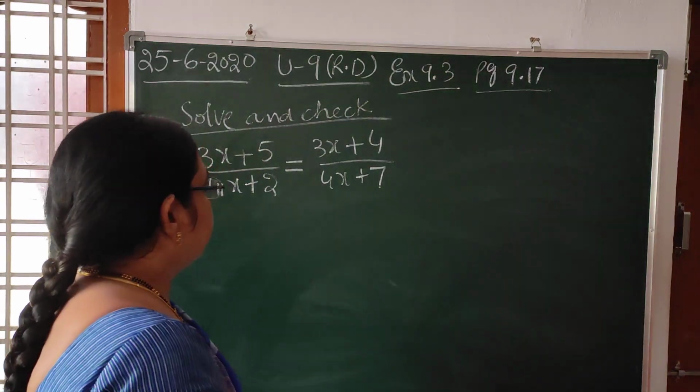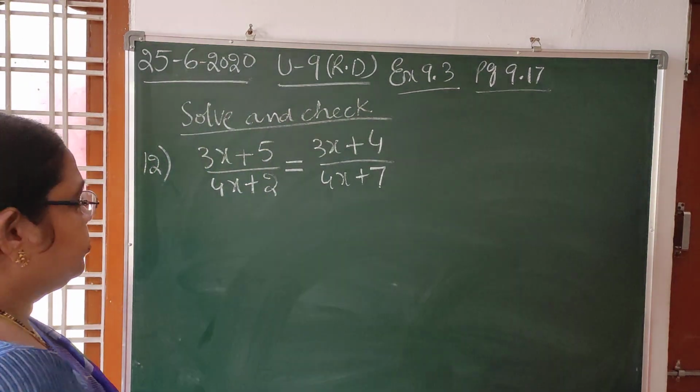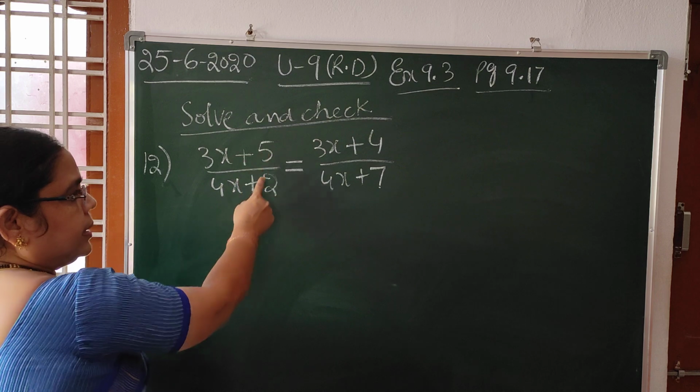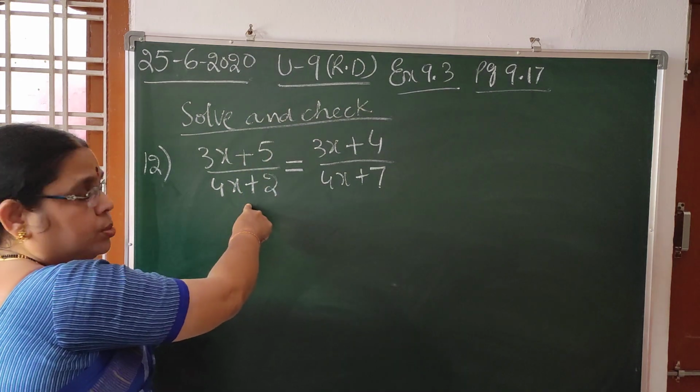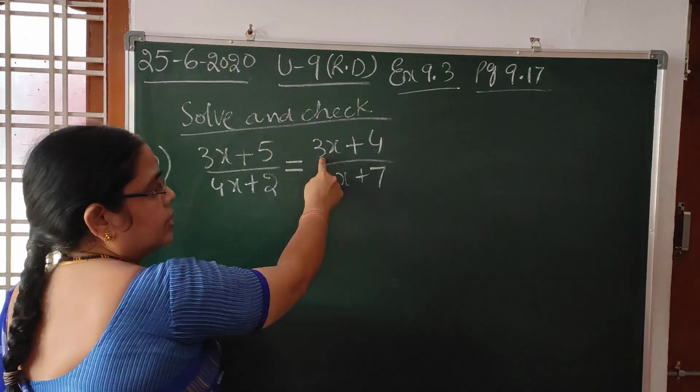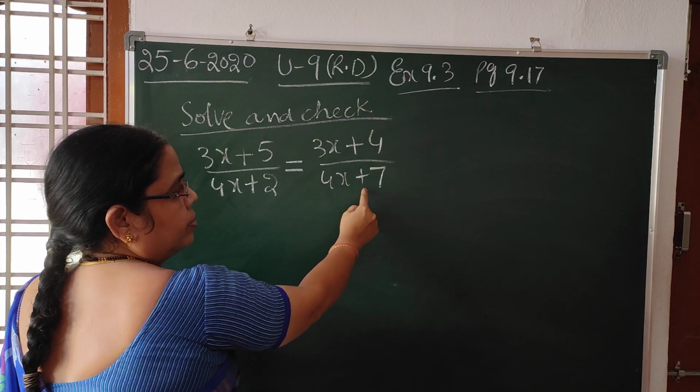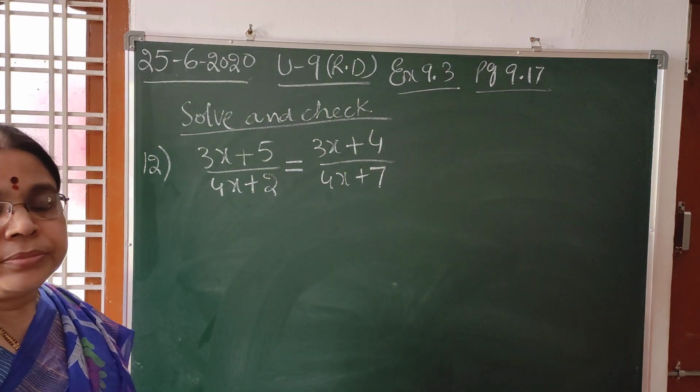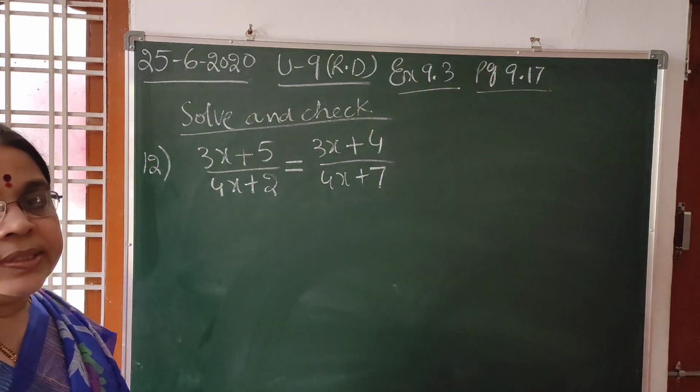First I am going to calculate the sum, solve and check. 3x plus 5 by 4x plus 2 is equal to 3x plus 4 by 4x plus 7. How to solve this equation?